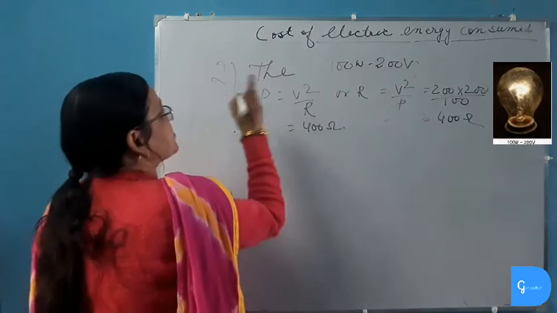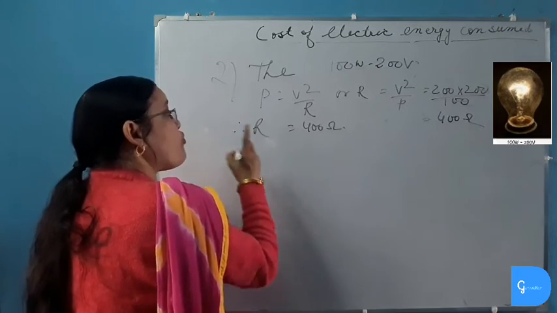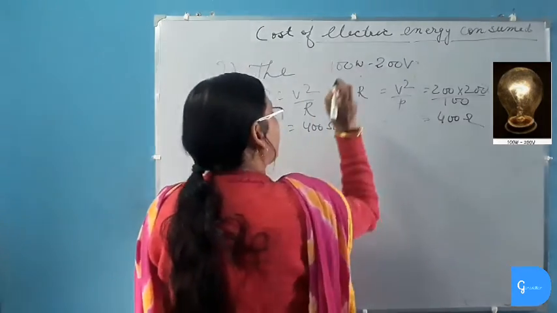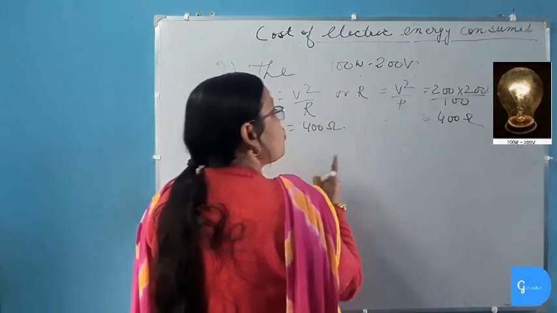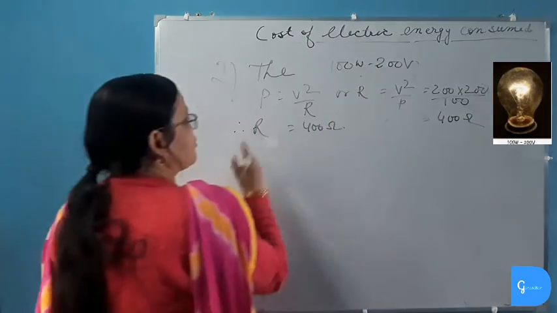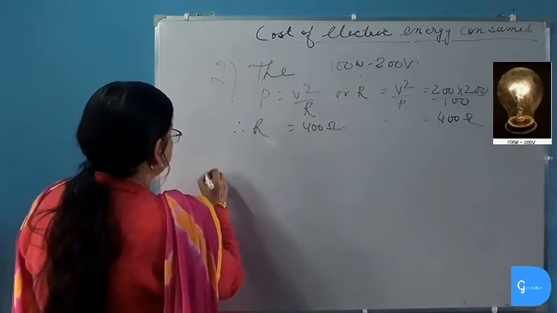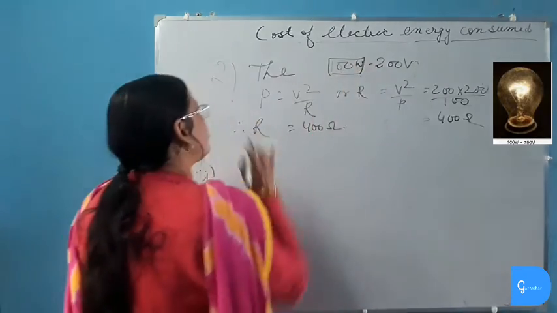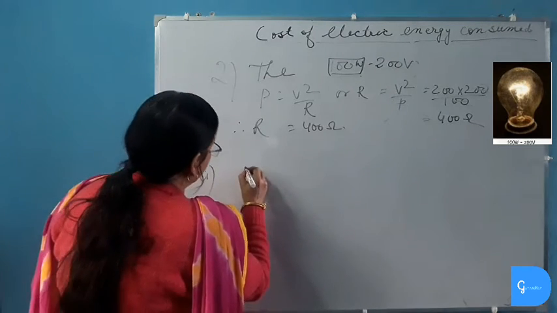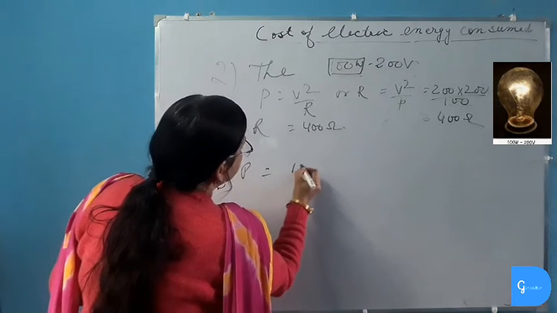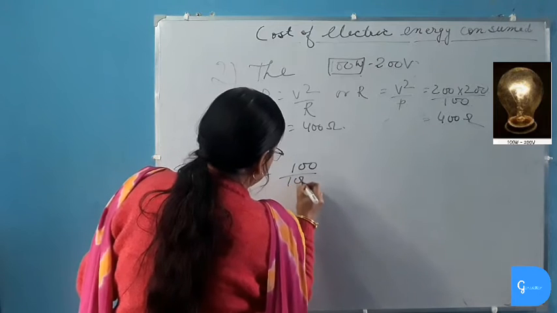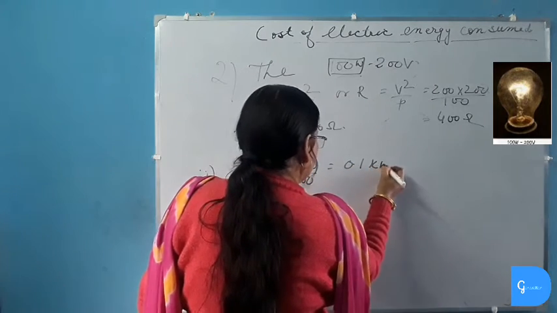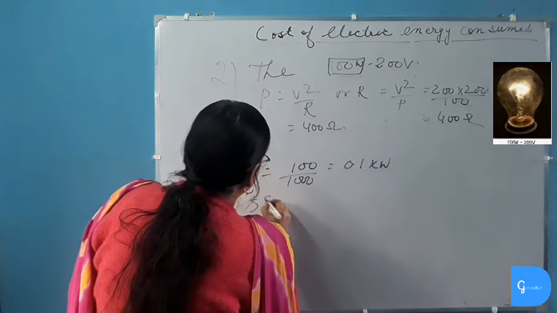Now 5 such bulbs are used for 4 hours a day. This is the one bulb, and 5 such bulbs are used for 4 hours a day. So what will be the electric energy consumed in the second case? Now first we will convert this watt into kilowatt. So the power of one bulb is 100 divided by 1000, which is equal to 0.1 kilowatt, and 5 such bulbs are used.